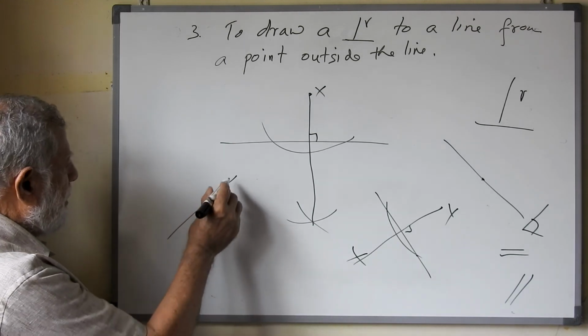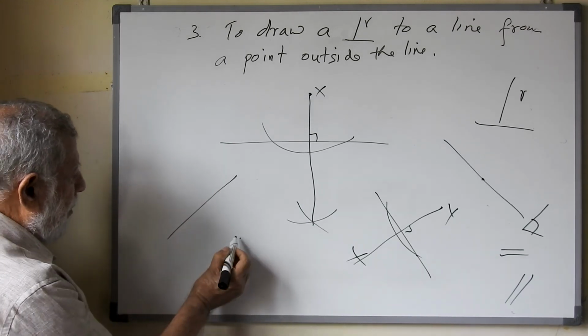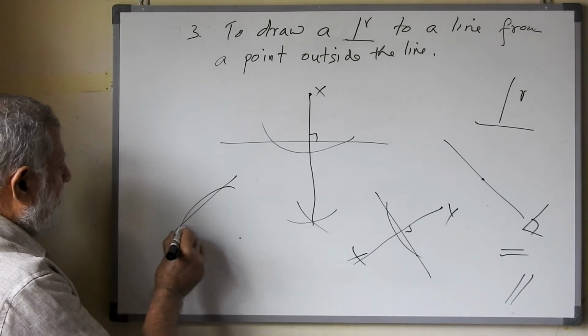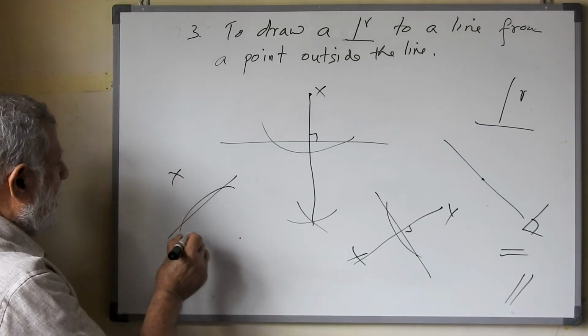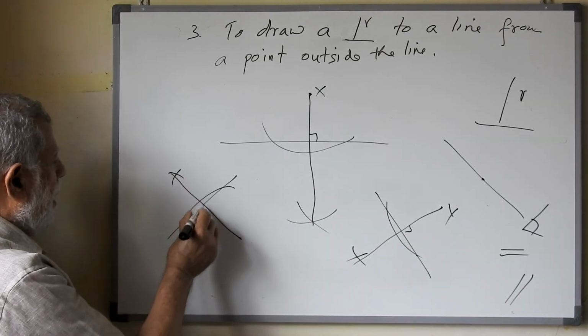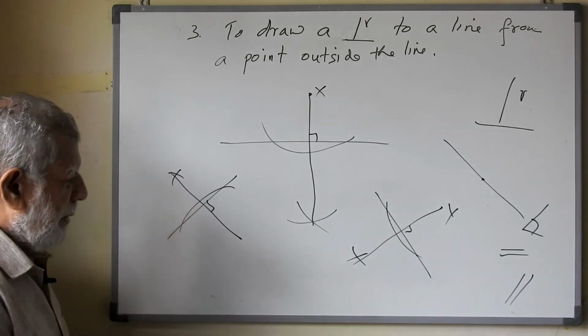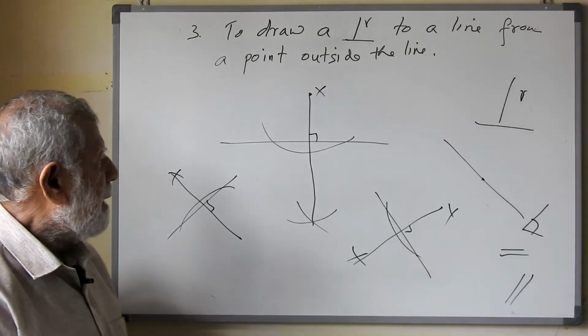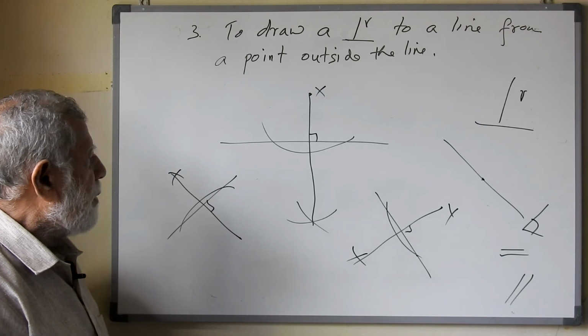Now you have to draw the perpendicular to this line from this point here. So keep the middle point here and draw an arc. And after that, from these 2 points, draw 2 arcs like that, then join this. So automatically this becomes a perpendicular. Like that, we must go on practicing so that you become thorough with the topic.